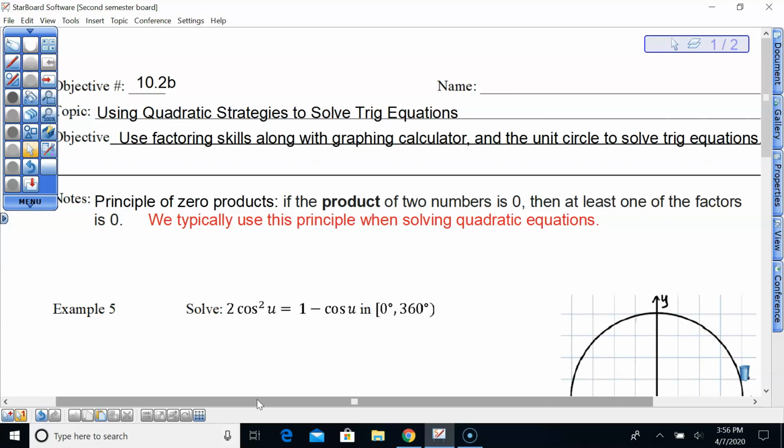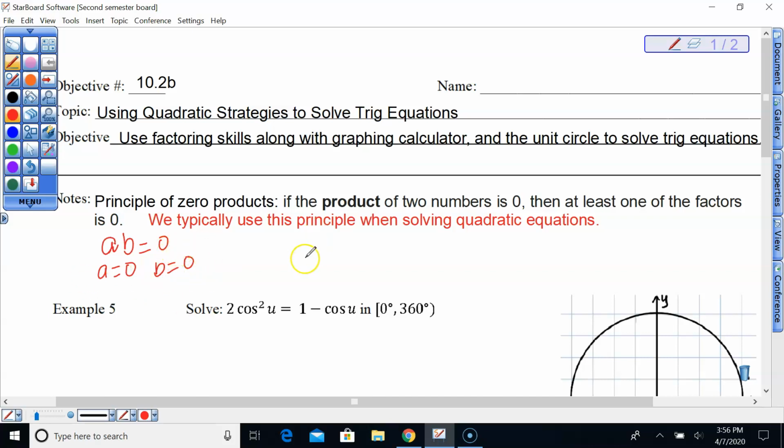to solve trig equations. Some notes real quick. When we solve quadratic equations, we apply the principle of zero products. That says if the product of two numbers is zero, then at least one of the factors is zero. For example, if a times b equals 0, then either a has to equal 0 or b has to equal 0, or they actually could both equal 0.